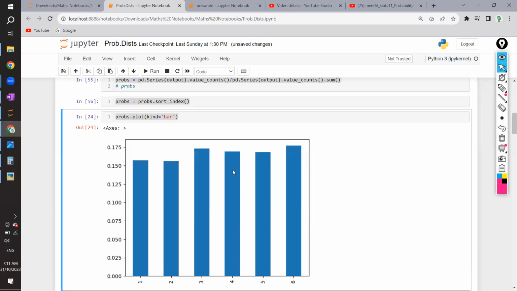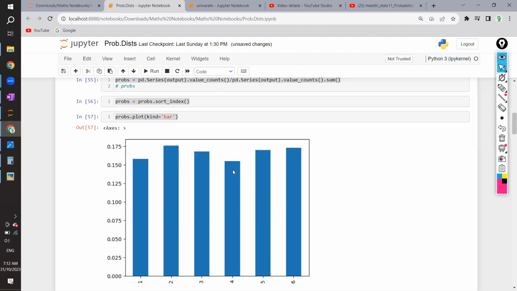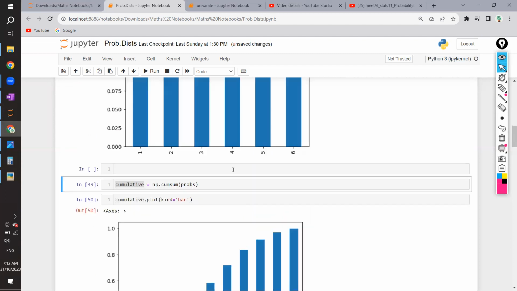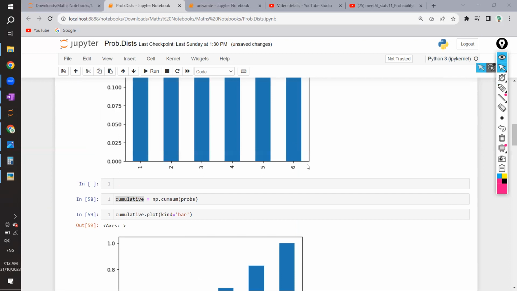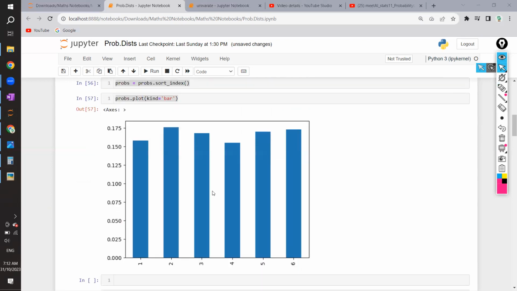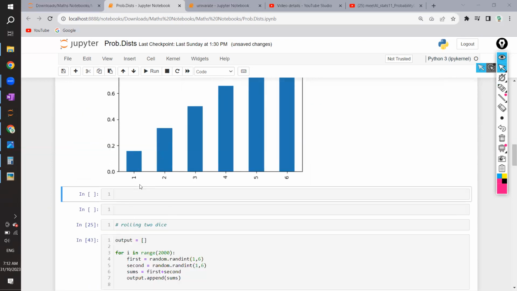Fine. So now this is the probability distribution, and this should be the cumulative. If you see here, these are 1 2 3 4 5 6, each an individual probability, but here you will have cumulative probabilities.